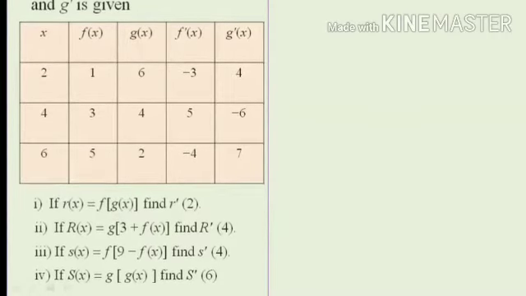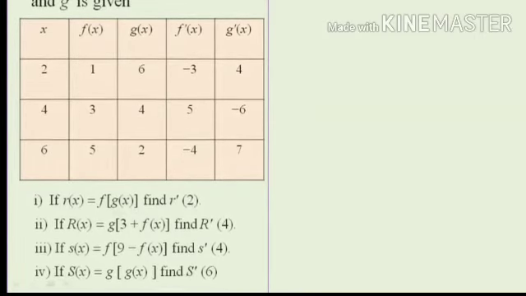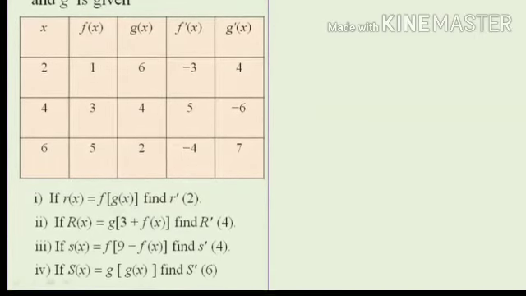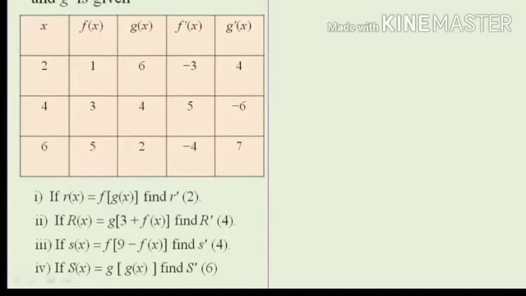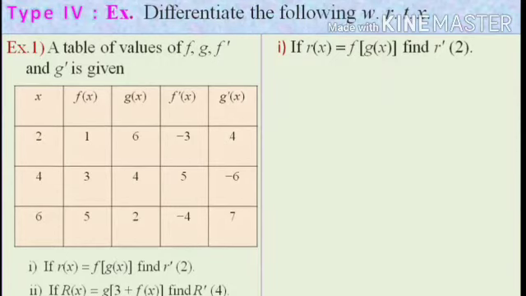Out of these 4 examples, we have to solve the first 2. The remaining are to be solved by you. Now take the first example: if r of x equals f of g of x, then find r dash of 2.